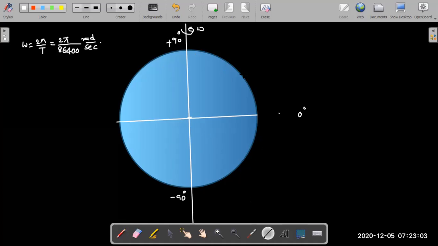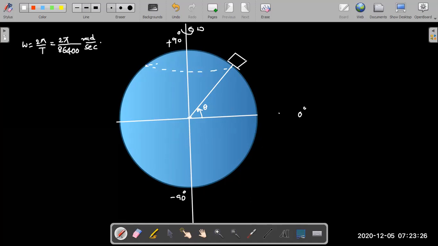Let's say you are talking about a point. Let's say you have placed a block of mass m over here. If you point to its location, that will definitely make some angle theta over here. So theta is measured in this way. This is 0, this is plus 90, and this is minus 90. That's how we measure the latitudes.